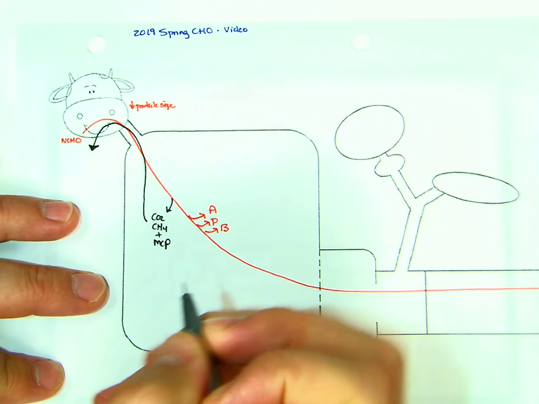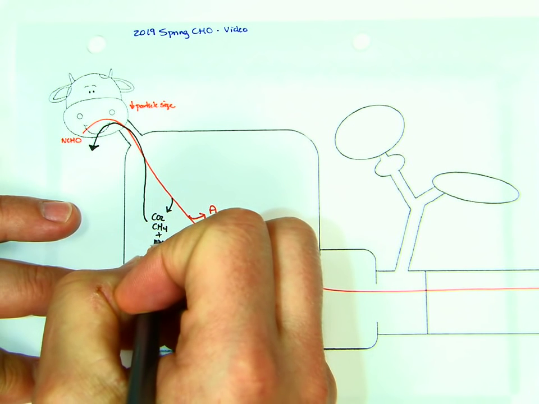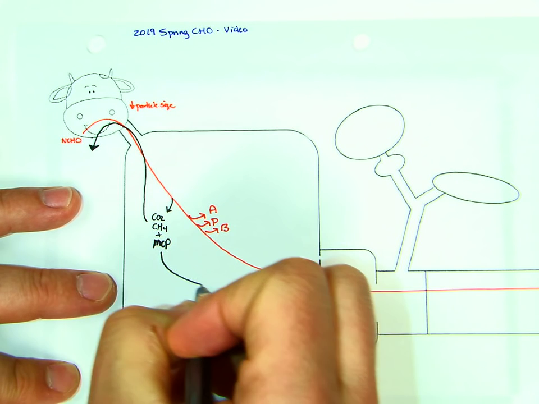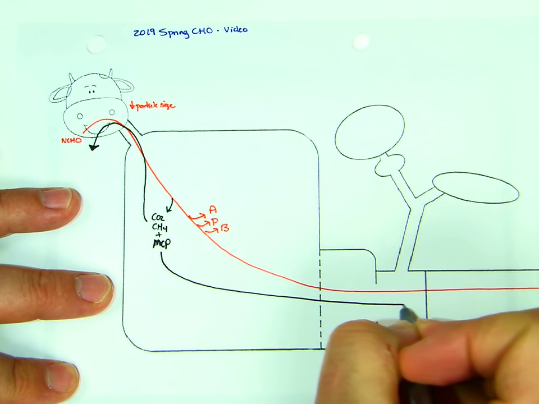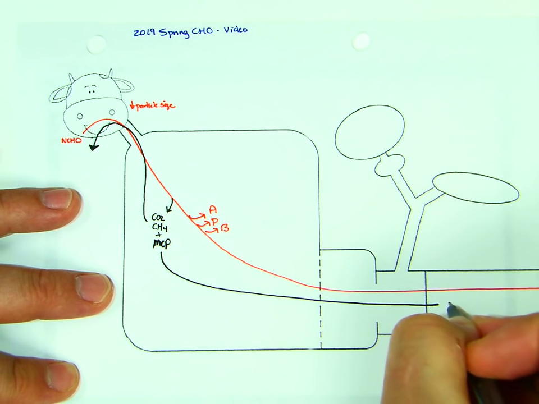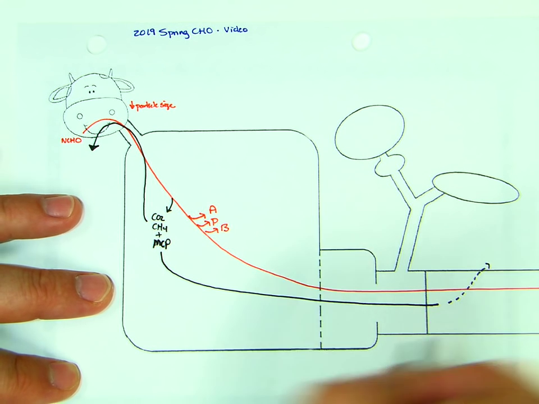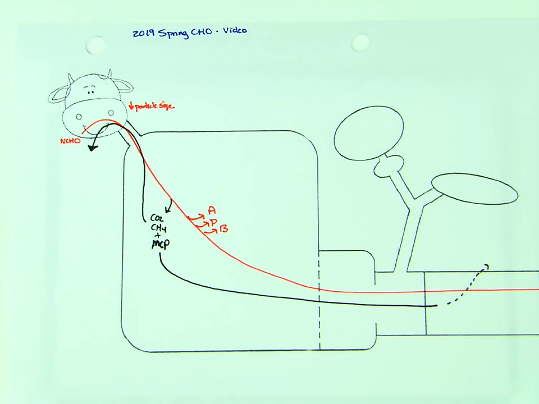The MCP is going to go to the small intestine, so we're going to go ahead and draw that because this will come in useful in the next section. And it's going to be digested and absorbed. Okay, so we got that captured.